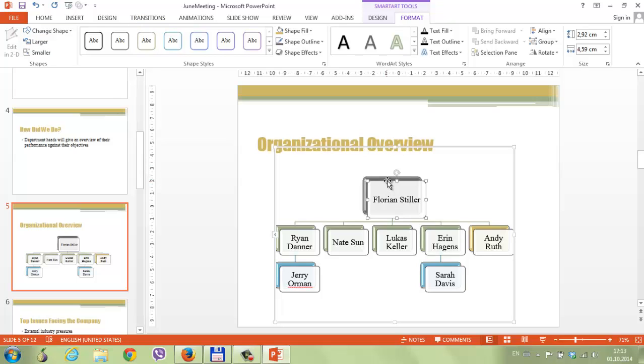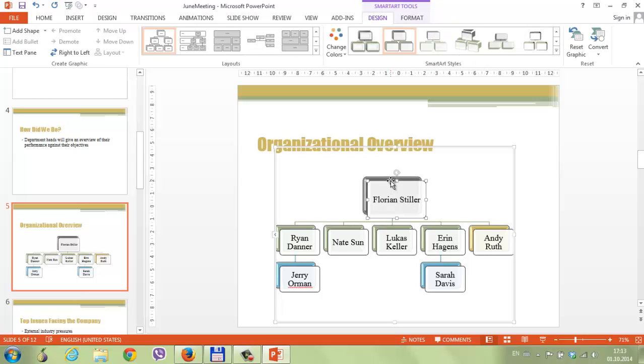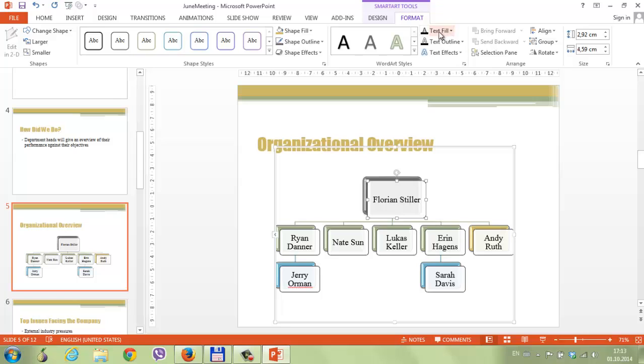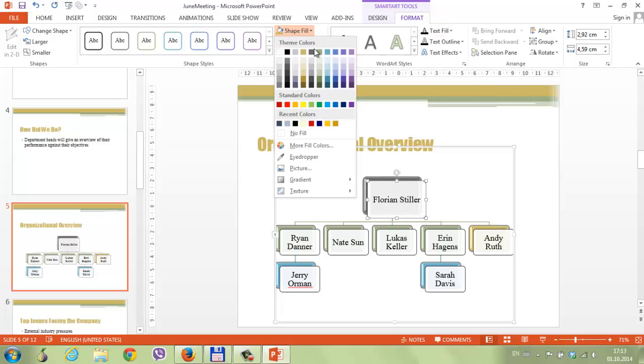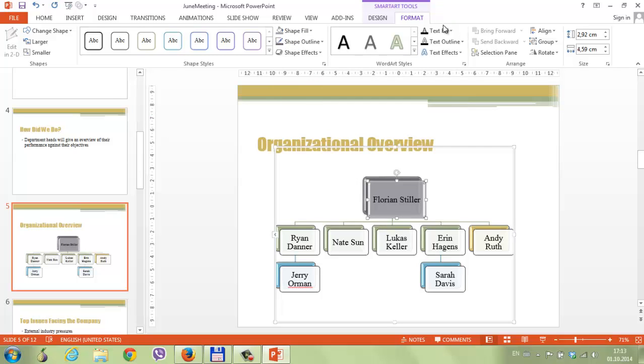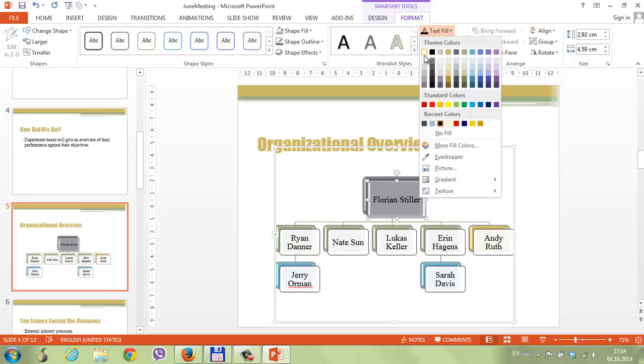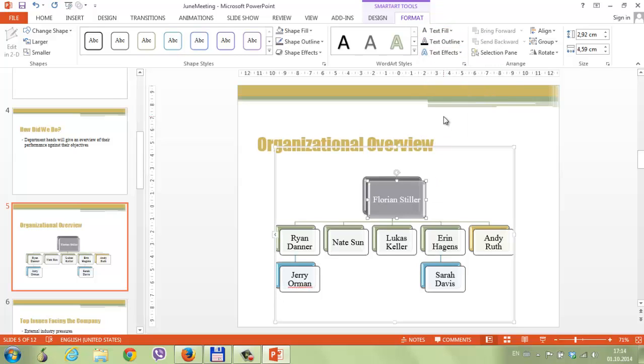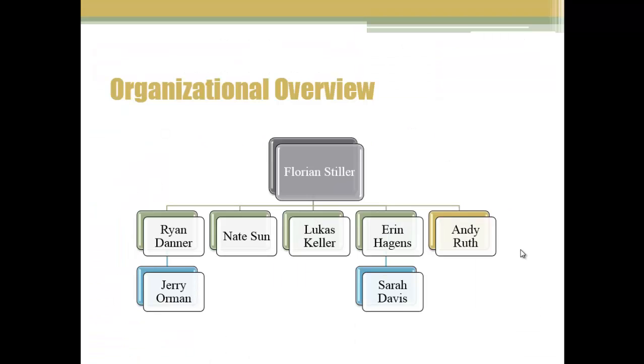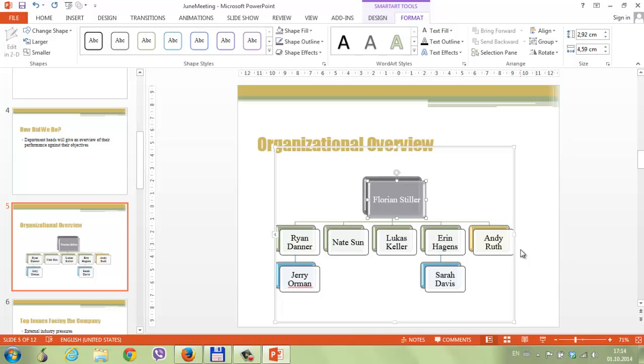Now what we have to add is a color. Shape fill should be Gray-50%, Accent 1, Lighter 40%. Exactly. And to distinguish the text very well, change it to White, Background 1, and we have our result at the end, which is supposed to look like this. Thank you very much for your attention.